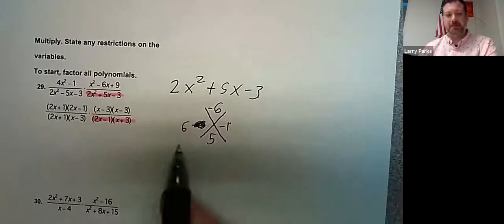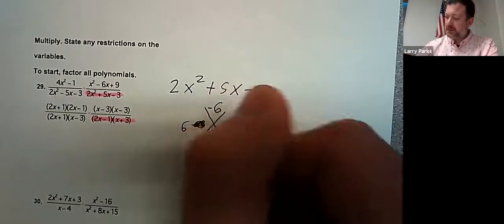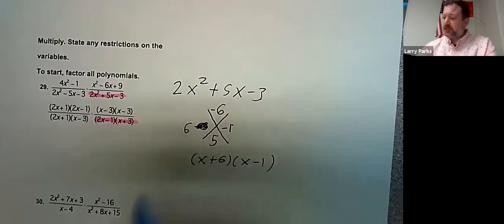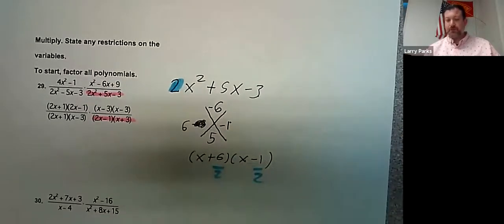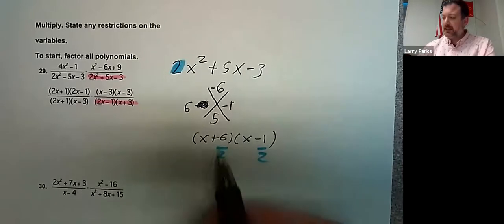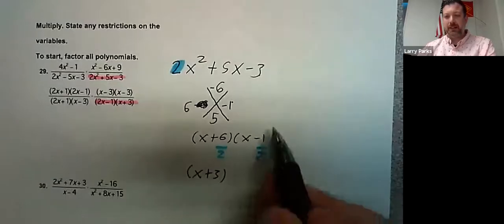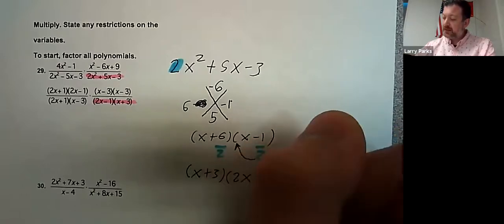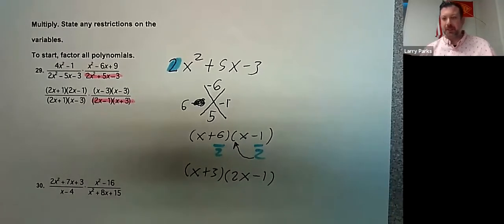I almost messed up. 6 times -1 is -6. 6 plus -1 is 5. So then you put x plus 6, x minus 1. And then because of that 2, you divide them both by 2. And you either reduce or you slide. So 6 over 2 reduces to a 3. 1 over 2 doesn't reduce, so the 2 slides to the front. You get 2x minus 1. So that's how they went from this to this. I know it's been a while.